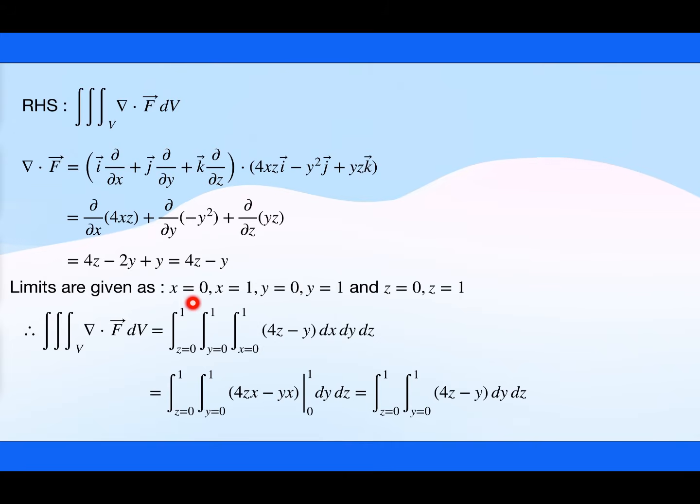And also the limits are given as x equal to 0 to 1, y equal to 0 to 1, and z equal to 0 to 1. So we just apply that here. So here you can apply in any way these limits, because these limits are constants. So you can apply x equal to 0 to 1, and then z equal to 0 to 1 or y equal to 0 to 1, like that. So in any way you can do.